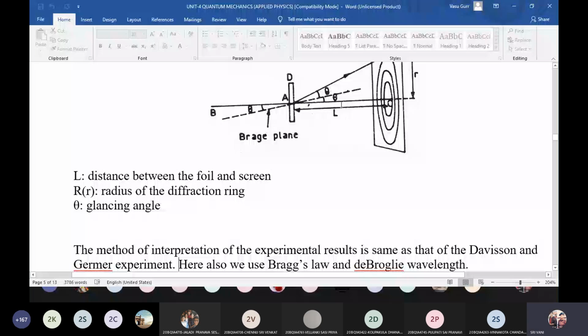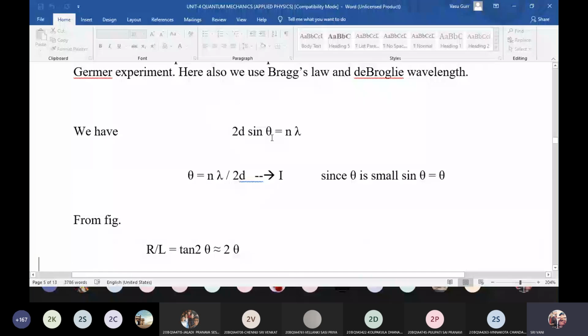If 2d sin theta is equal to n lambda, for very small angles sin theta becomes theta. So theta equals n lambda by 2d. According to the diagram, we know that R by L is equal to tan theta. Observe here, we have the diffraction angle and R. This is L. By applying the tan function, opposite by adjacent side, the opposite side is the radius and the adjacent side is L. That's why R by L is equal to tan 2 theta.